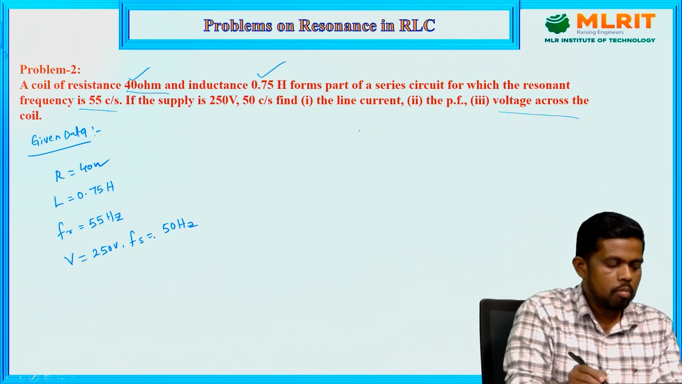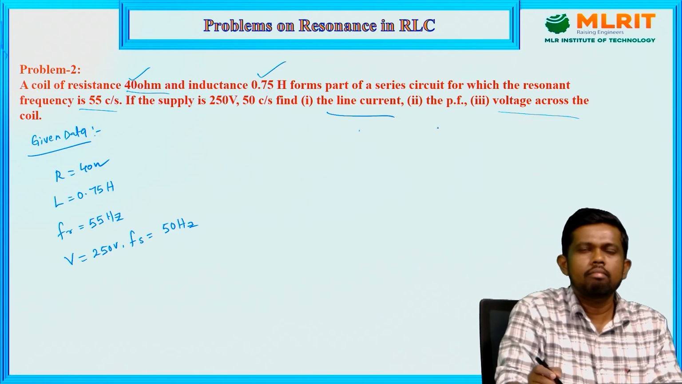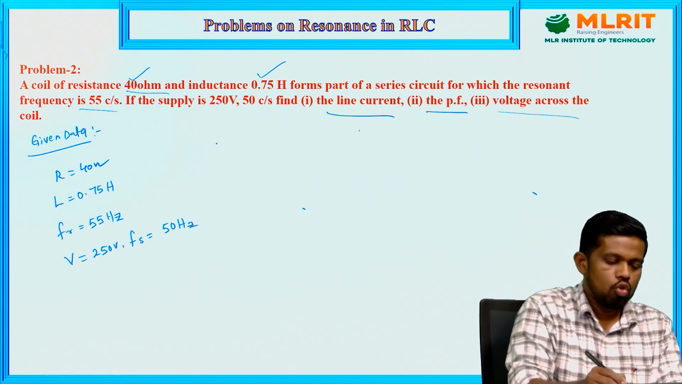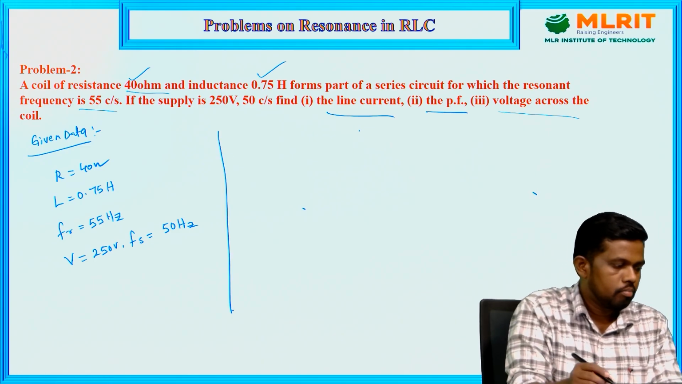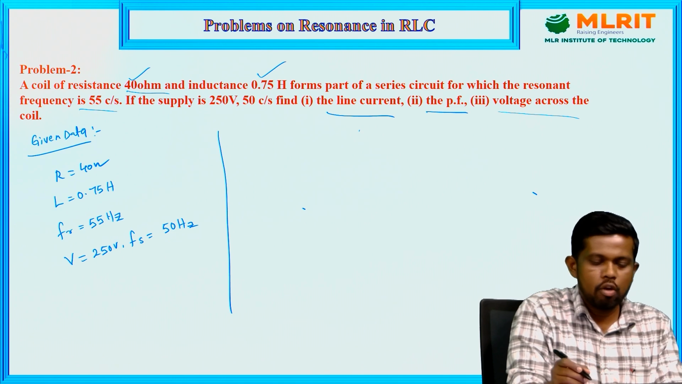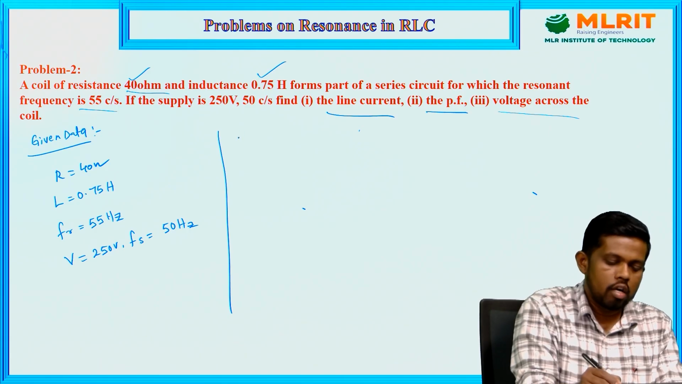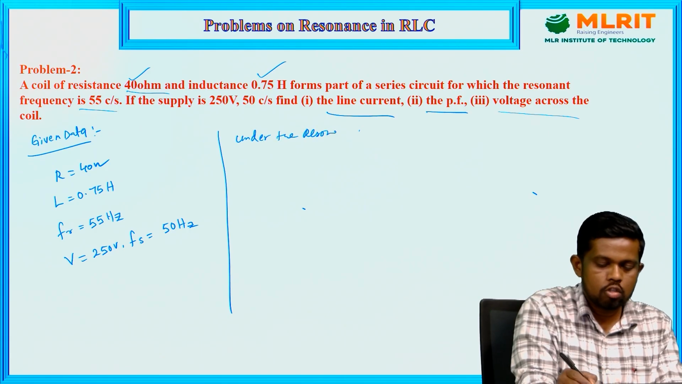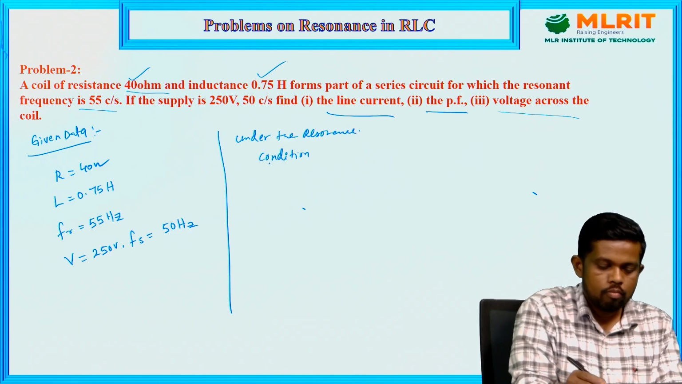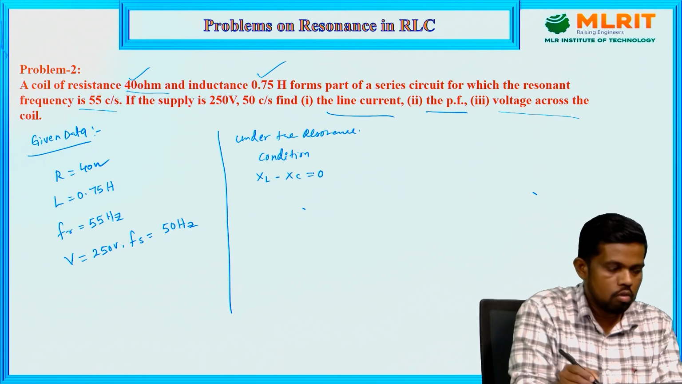So we need to determine the line current, then the power factor, as well as the voltage across the coil. For the very first question, first of all, under the resonance condition we need to find the voltage across the inductor and also the voltage across the capacitor. Before that, under the resonance condition, the net reactance will be equal to 0. That is XL minus XC equal to 0.